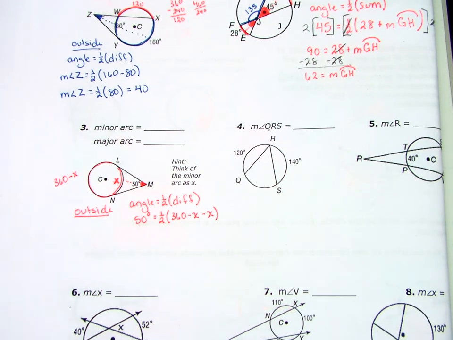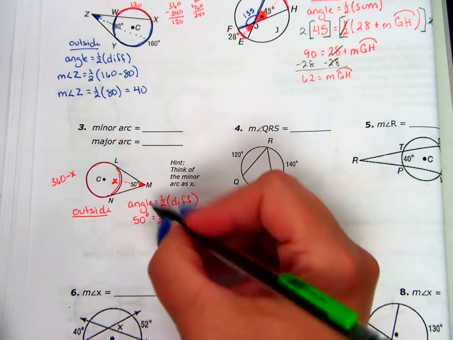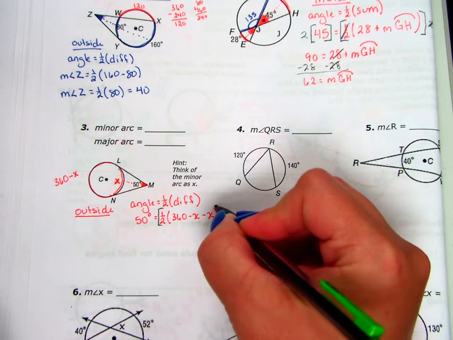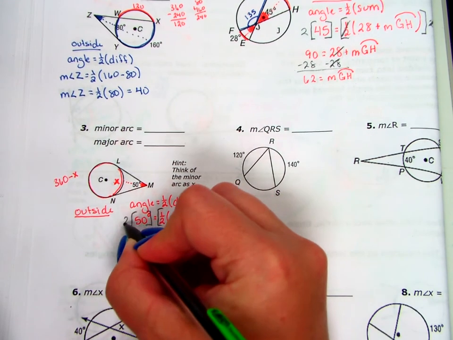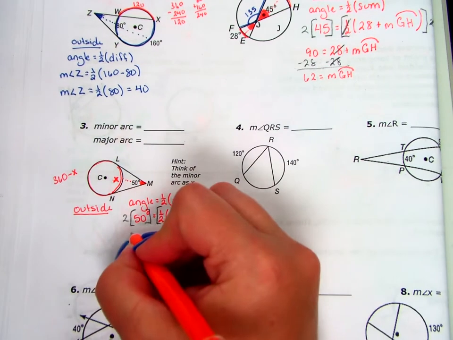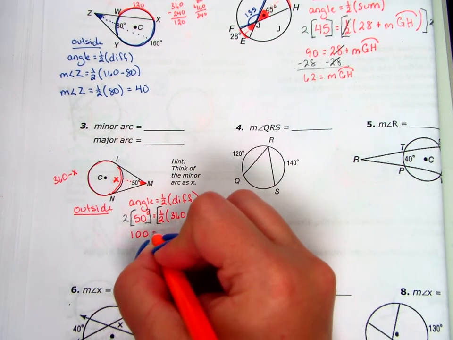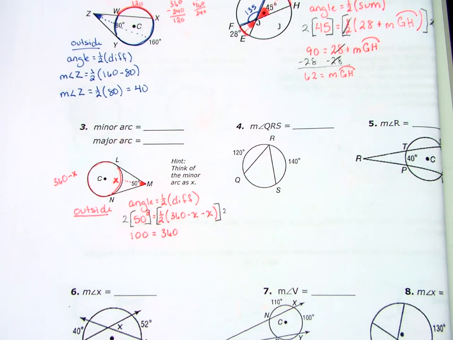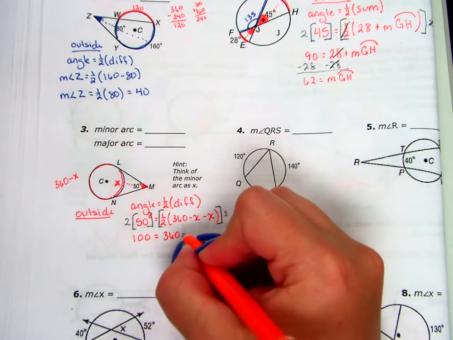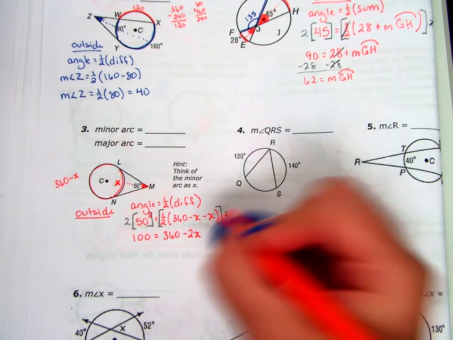Again, the first thing I like to do is get rid of that 1/2. If my variables are inside the parentheses, I get rid of the 1/2 because I don't like it. So I'm going to multiply both sides by 2. So I'm going to end up with 100 equals 360 minus x minus x. But I can combine my minus x's. I'm really going to have minus how many x's? Minus 2 x's.